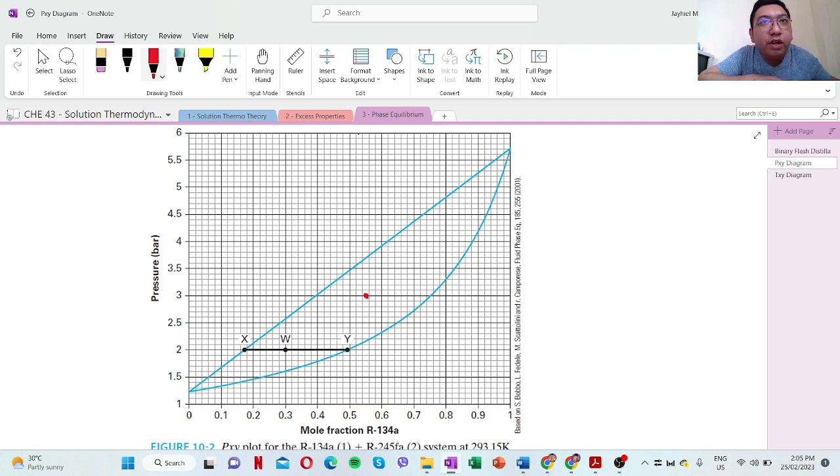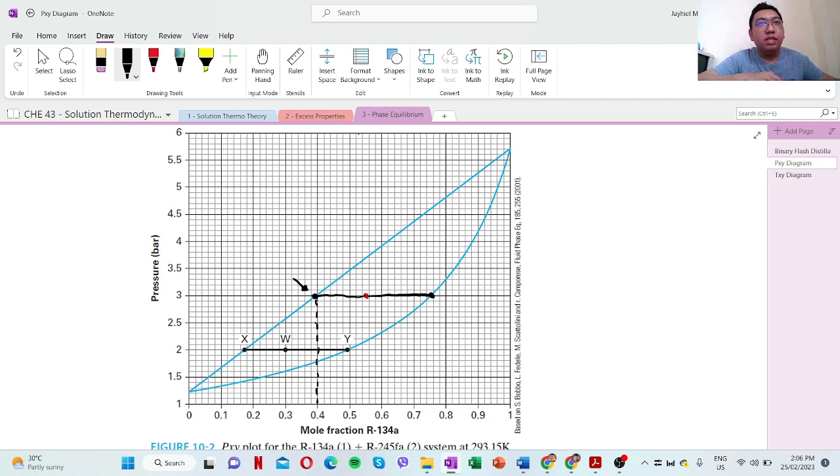So, of course, it's in the vapor-liquid region. What we can do is stretch that dot and create a line from that red dot towards the bubble point curve, and it will also touch the dew point curve, the PX curve. So essentially, this is a very crude estimation since I'm using a digital whiteboard, Microsoft OneNote, for this one.